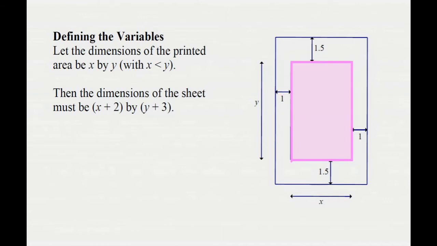I'm defining the width of the printed area to be X and the length of the printed area to be Y. Y is larger than X. That's what I'm trying to do here, and it has to be done very carefully. If X and Y are the dimensions of the printed area, then this whole rectangle, the sheet, which includes the margins, has to be X plus 2 by Y plus 3. It's a very important step, and you want to do it very carefully.